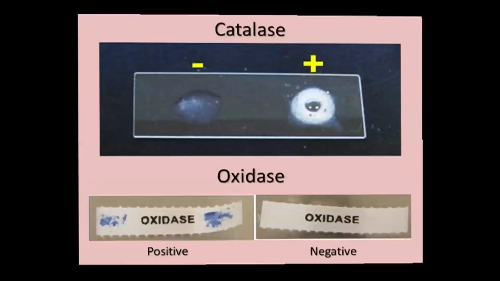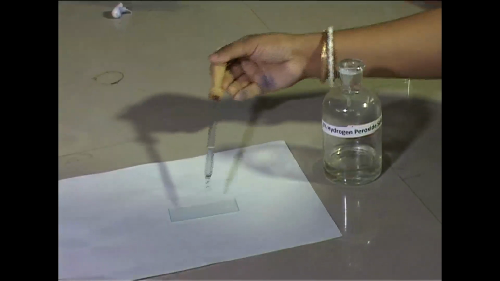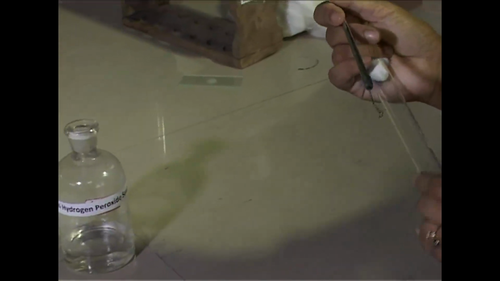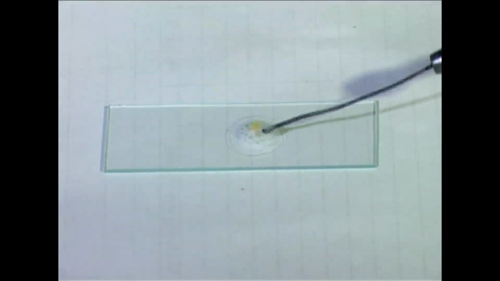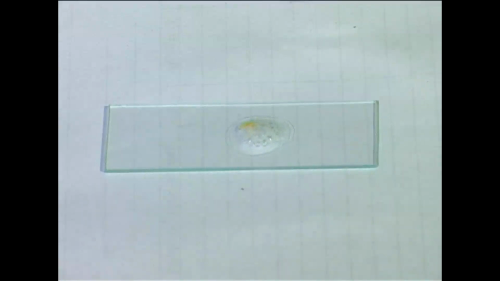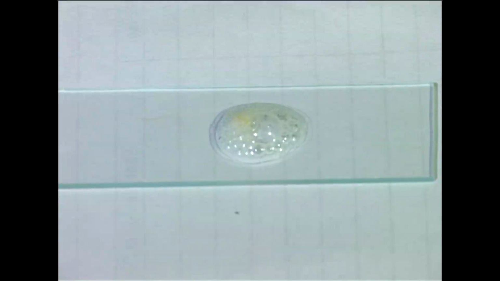Next, two tests are performed, that is catalase and oxidase. What do we do in catalase? We take 3% hydrogen peroxide solution onto a slide and then add the culture of the organism that we have grown on the plate. If there is effervescence, you can see the bubbling here, that is a true positive reaction, which means the catalase enzyme is present. If there are no bubbles, that means catalase is absent.